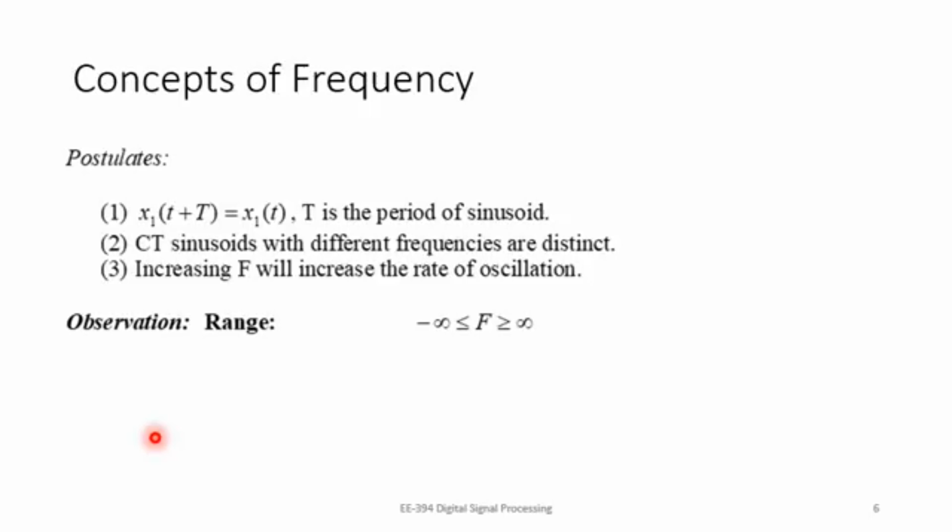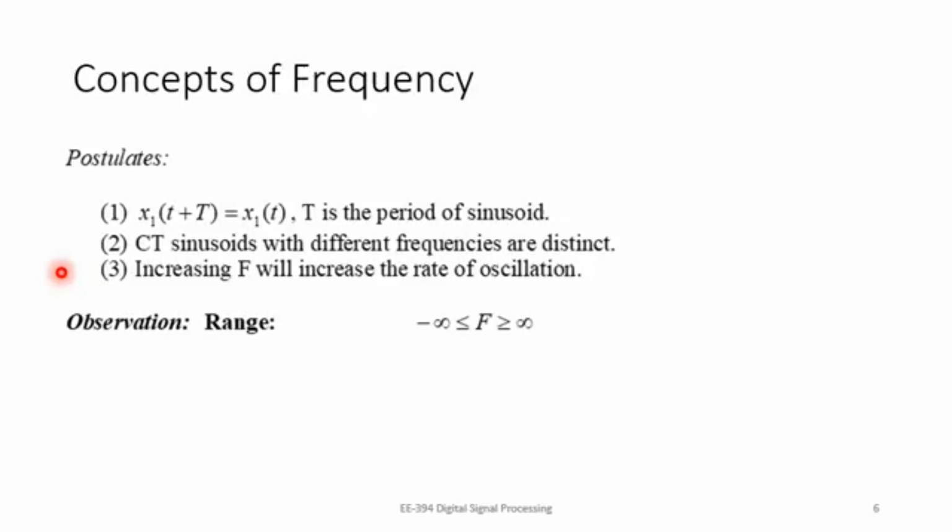Postulate 1 for continuous time sinusoid says that a sinusoid with a periodicity capital T repeats itself. So if a signal is periodic by capital T, then the value of the signal after every capital T will repeat itself. This is a commonly known periodicity property which exists for any sinusoid in the continuous time domain. This is not a new concept to us, but we just make a note that yes, the periodicity exists for continuous time sinusoids and the signal repeats itself after a capital T, where capital T is the periodicity of the signal.